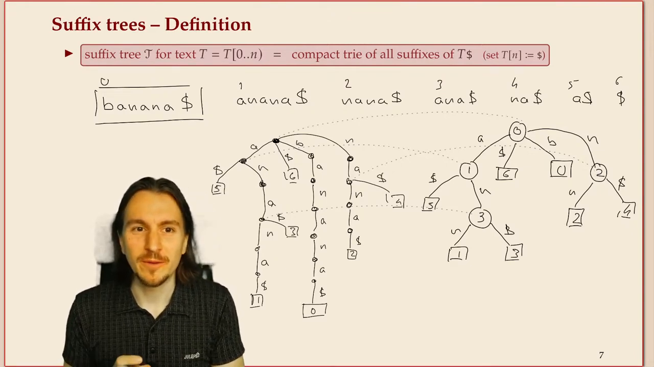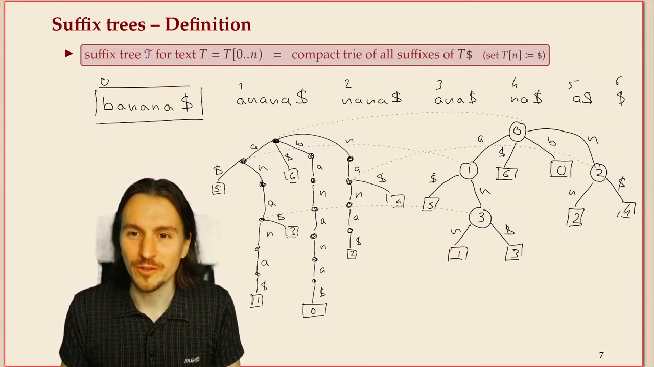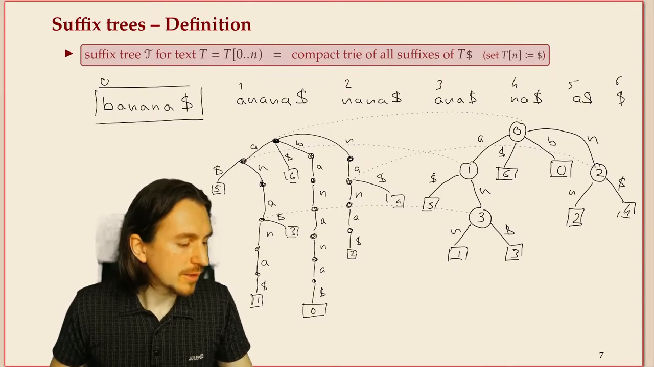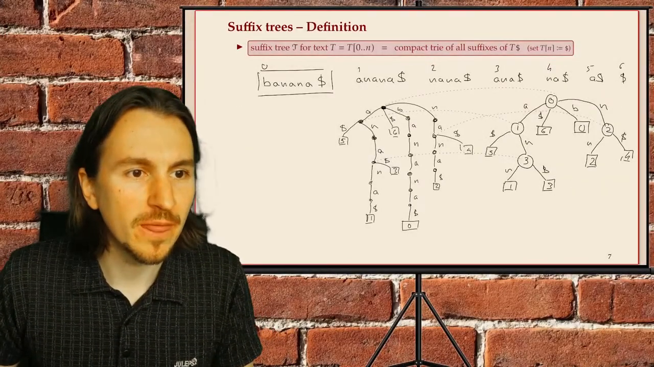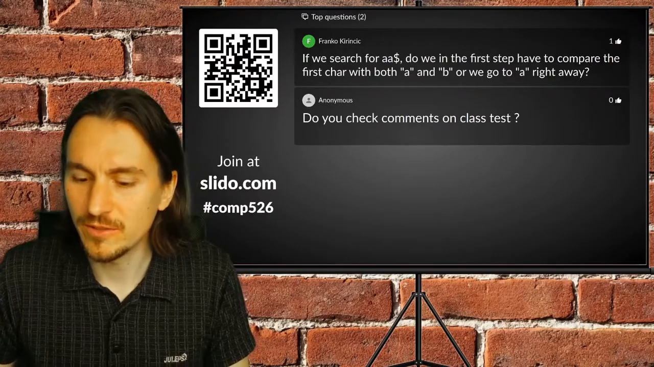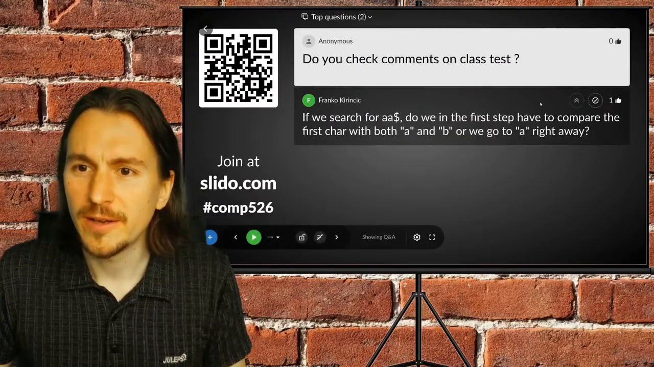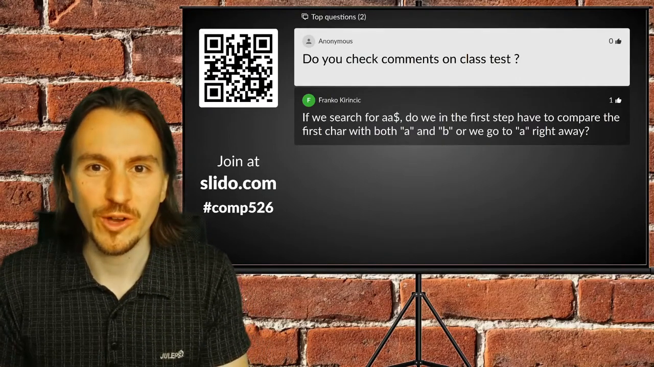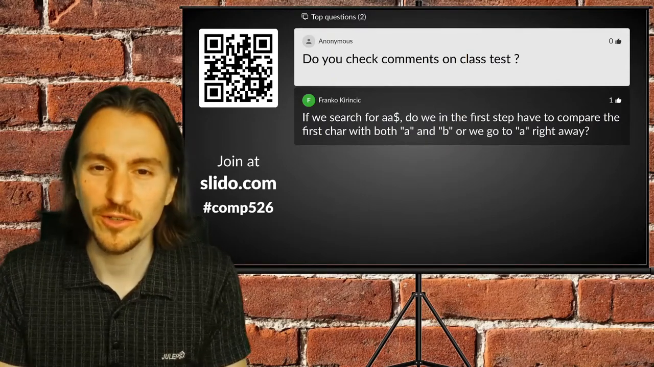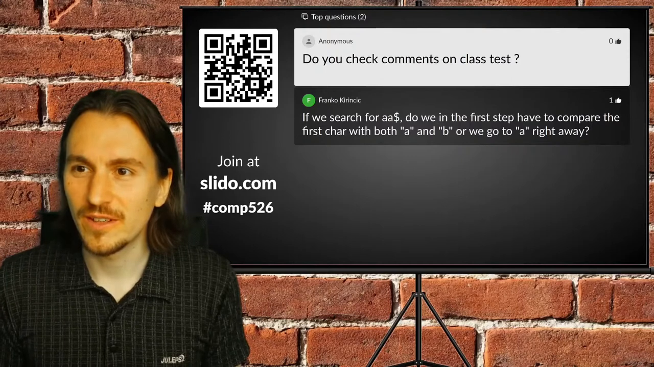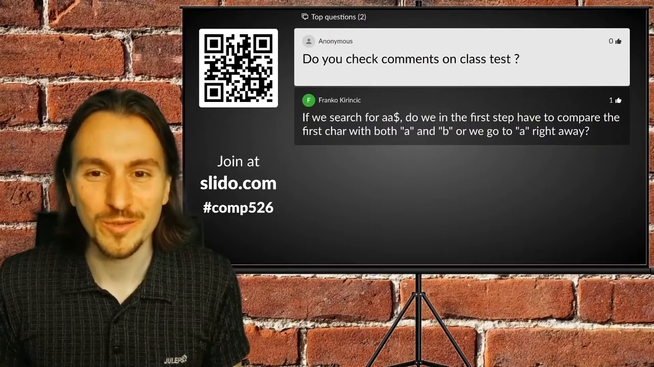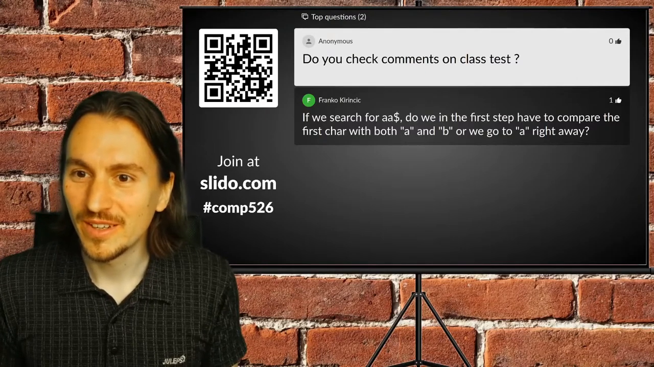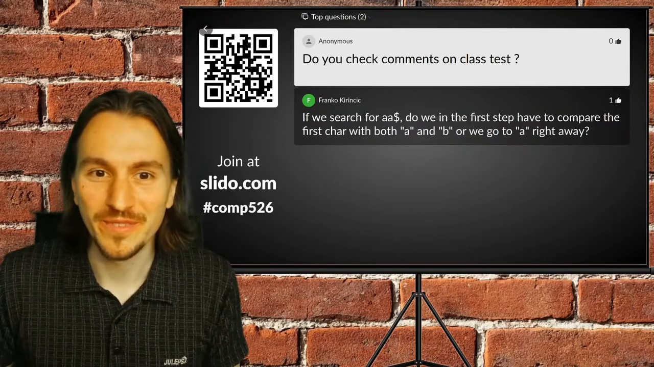I just wanted to give a very slow example again of how tries work, because many people haven't seen tries before. There were a few questions that I wanted to address. Let's do the easy one first. The comments on the class test, I suppose this refers to comments that you give on the evaluation. I'm not sure if I get flagged when these are added, so I can try to look over them. If you meant something else, maybe you have to clarify.